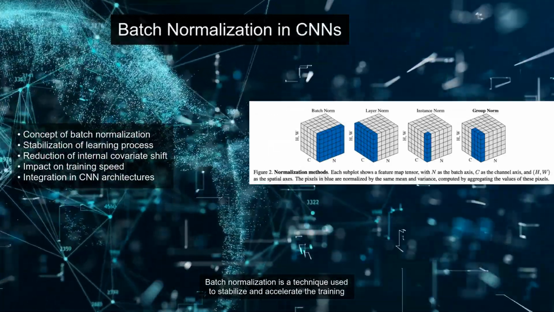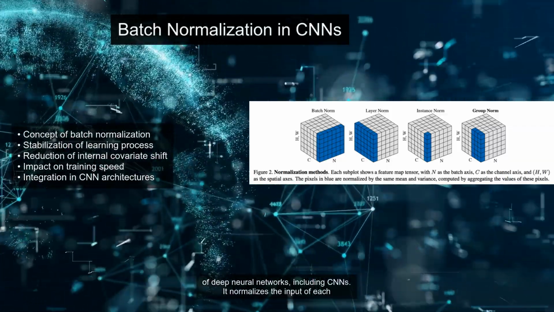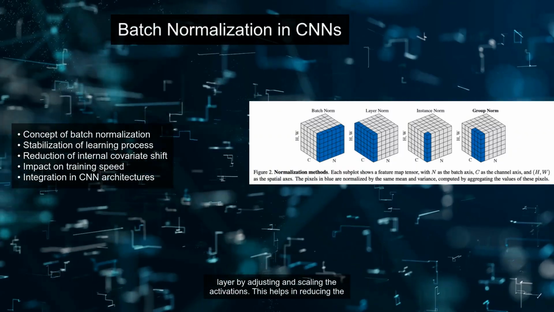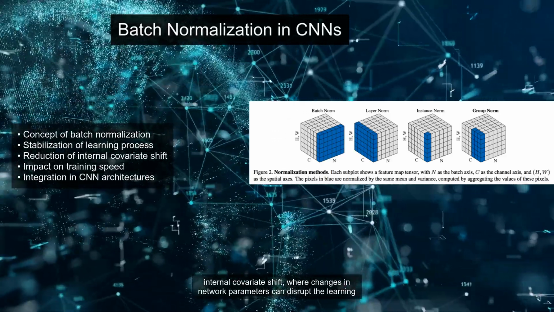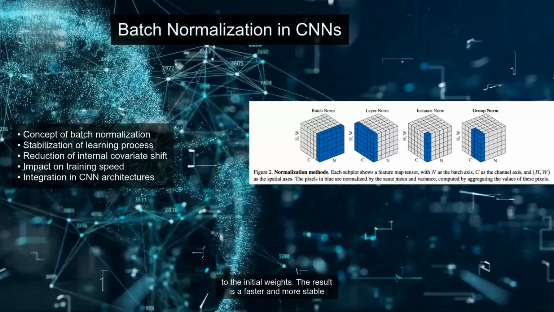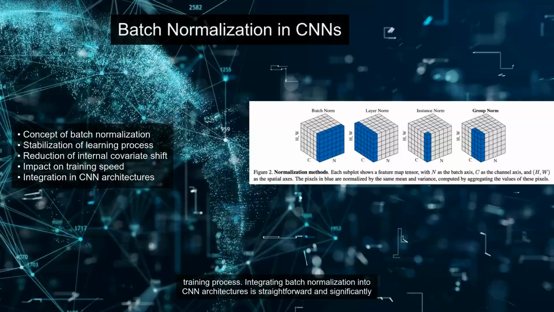Batch normalization is a technique used to stabilize and accelerate the training of deep neural networks, including CNNs. It normalizes the input of each layer by adjusting and scaling the activations. This helps in reducing the internal covariate shift, where changes in network parameters can disrupt the learning process. Batch normalization allows for higher learning rates and reduces the sensitivity to the initial weights. The result is a faster and more stable training process.